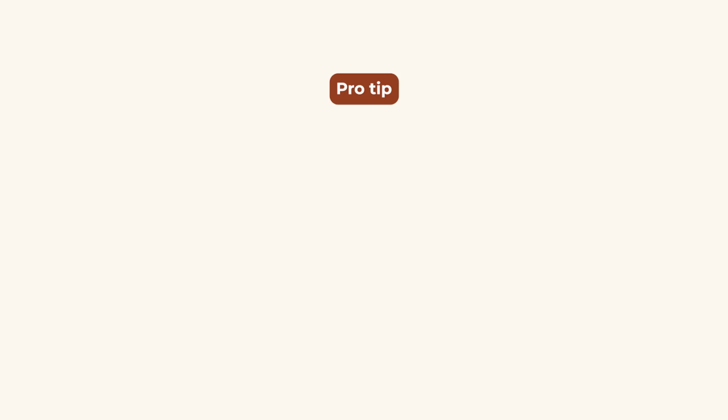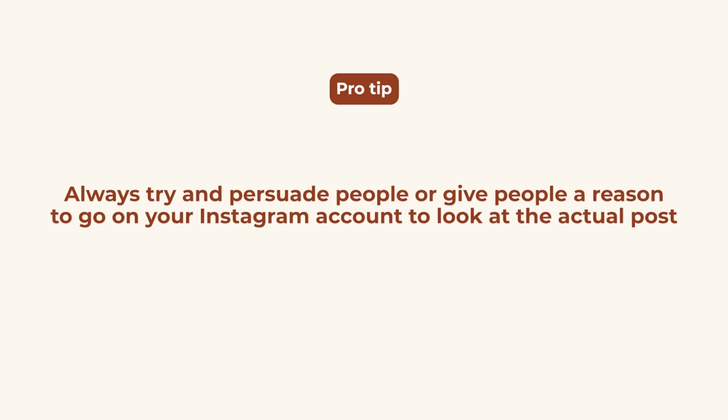A pro tip here is to always try and persuade people, or give people a reason, to go on your Instagram account to look at the actual post. It's not always enough just to say, hey, I posted this thing on my Instagram account, you should go look at it. Sometimes you need to give people a reason to look at it. Maybe you need to say that there's great conversation being had in the comments section of that post, or maybe you need to say that you've added some amazing value and tips in the caption. Give people a reason to go and look at your actual Instagram post, because that's going to increase the chances that they actually go and do that.